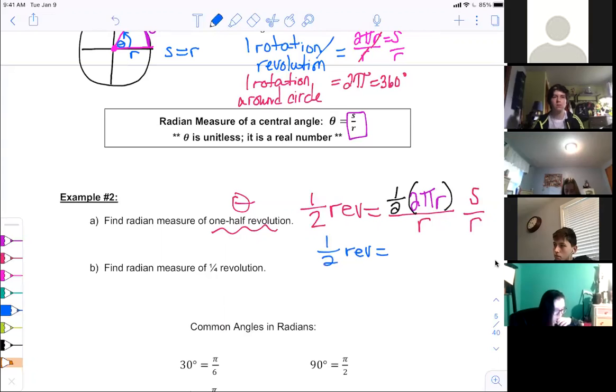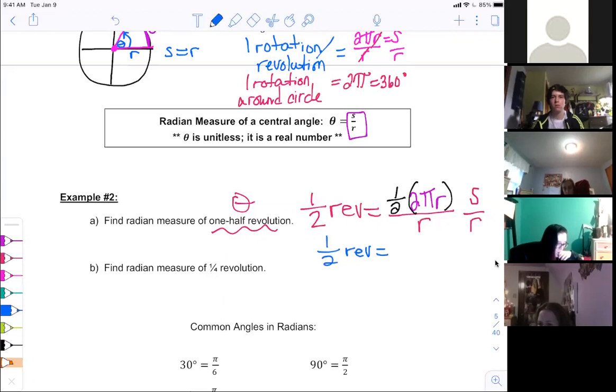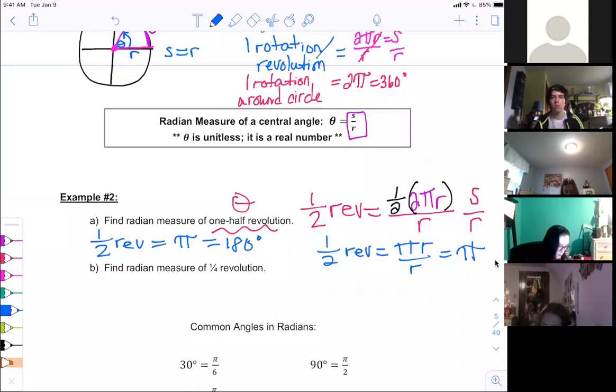Joe, what would you get if you simplify this algebraic expression? You would have pi r divided by r. Yeah. It just simplifies to pi. So if I'm going around 1/2 of the circle, my radian value for that is pi. So now I have a measurement in radians instead of a measurement in degrees. We know that is also 180 degrees.